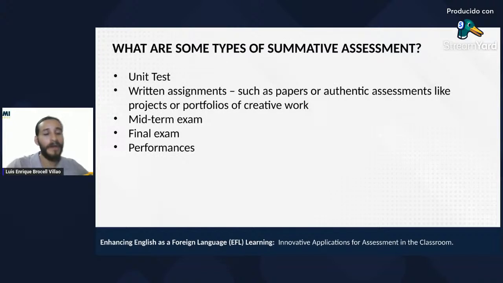Let's continue. What are some types of summative assessment that I talked about before? Unit tests, at the end. Summative assessment is at the end. Writing assessments such as papers, and aesthetic assessments like projects, portfolios, or creative works. Midterm exams, like the first, second, and third term exams that we take at the end of the units or the term. Final exams, and performances that the student can do in order to have their grades and feedback.